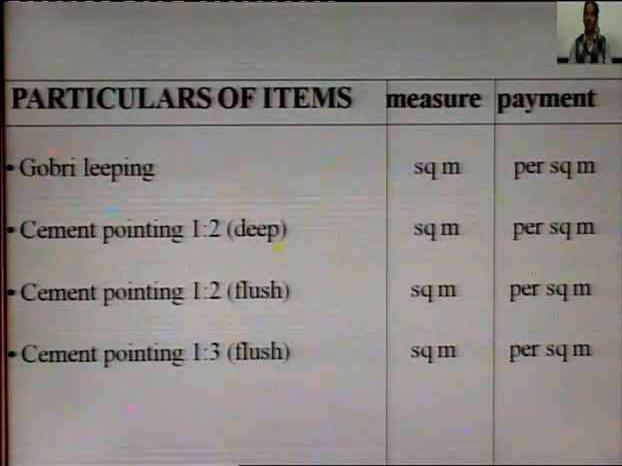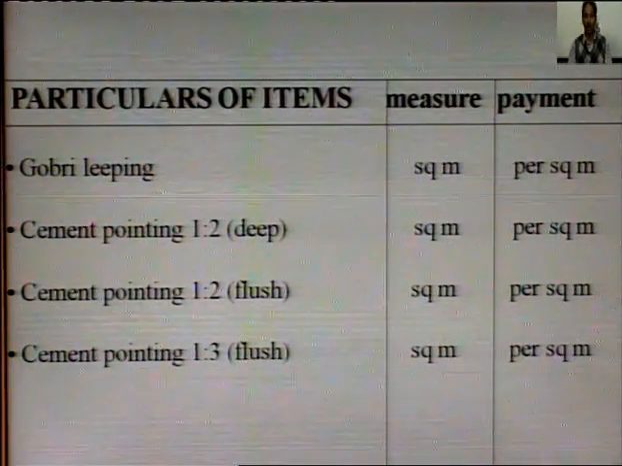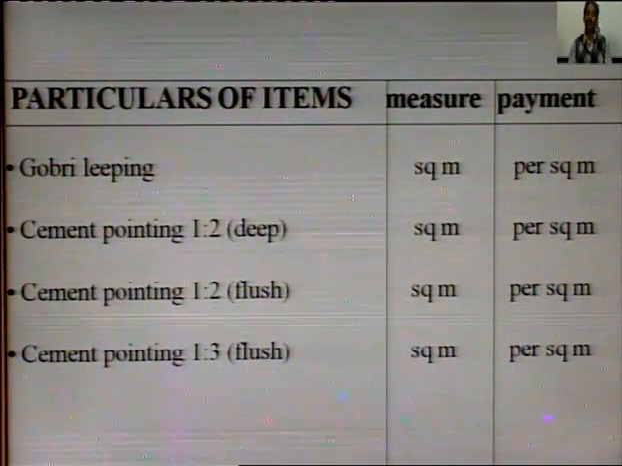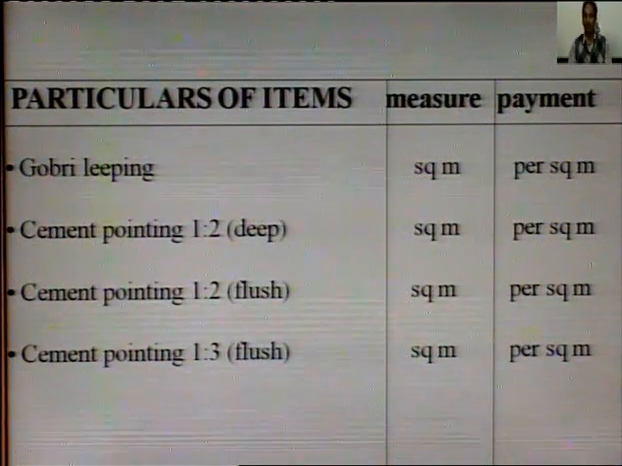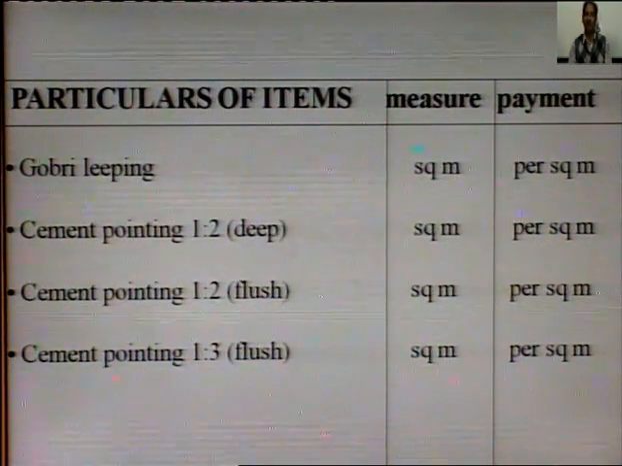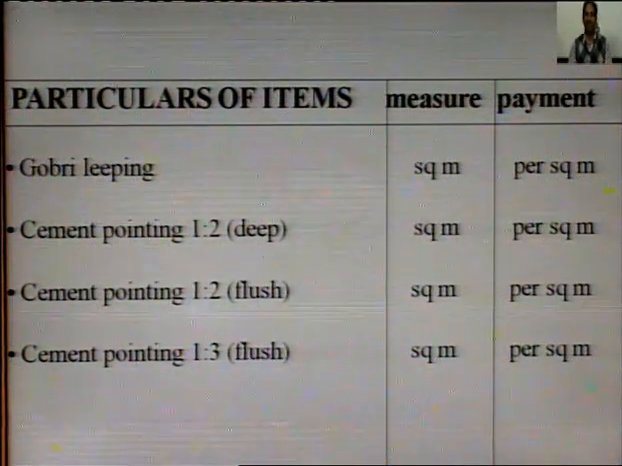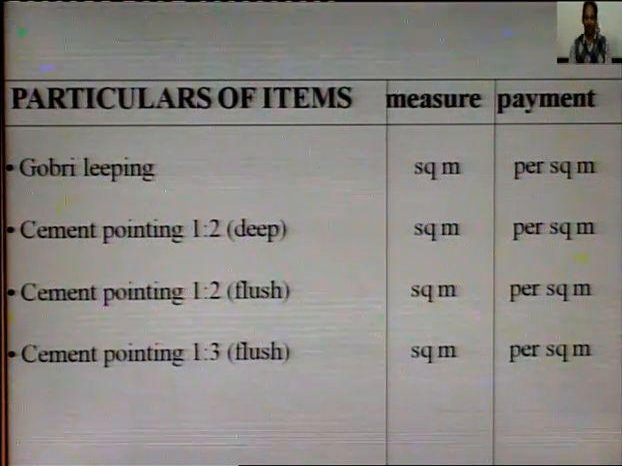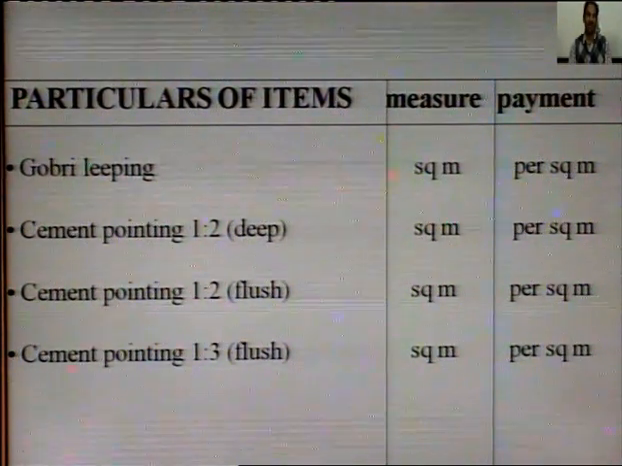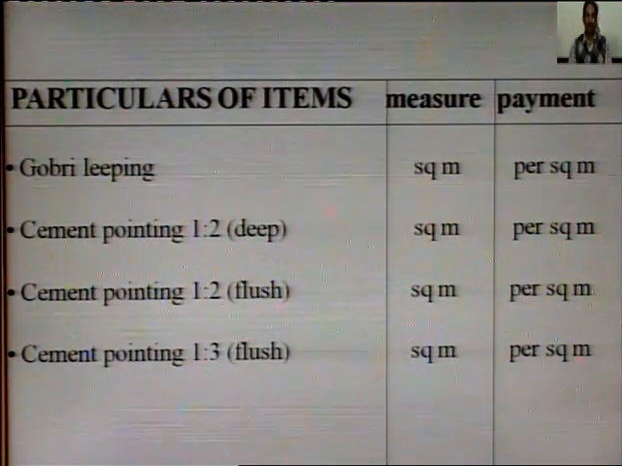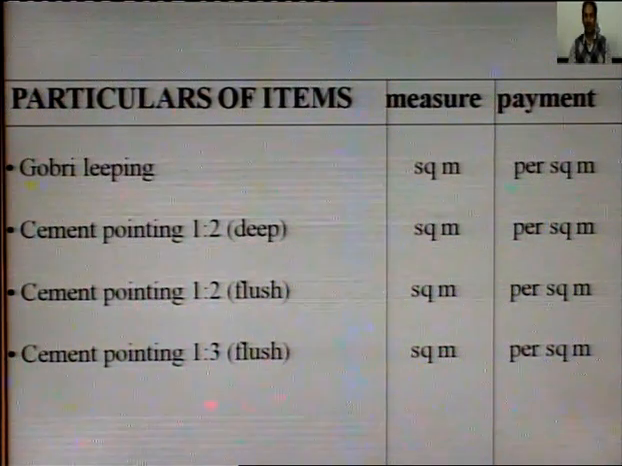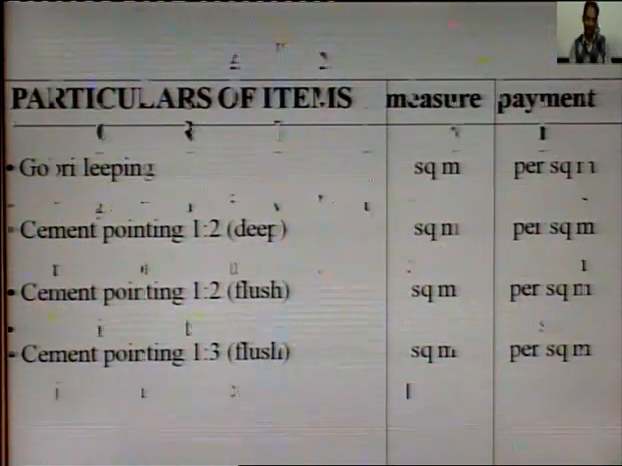And then cement pointing in the ratio 1:2, D pointing. So, your unit of measurement is square meter, your unit of payment is per square meter. Flush cement pointing is always measured in square meter. And then cement pointing in the ratio 1:3. So, this is also measured in square meter and your unit of payment is per square meter.